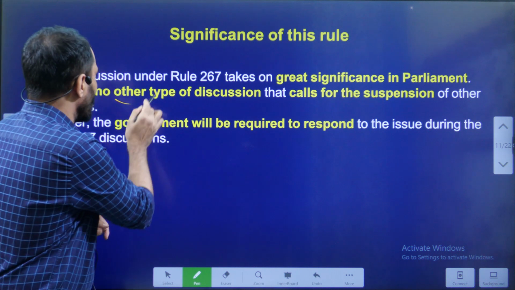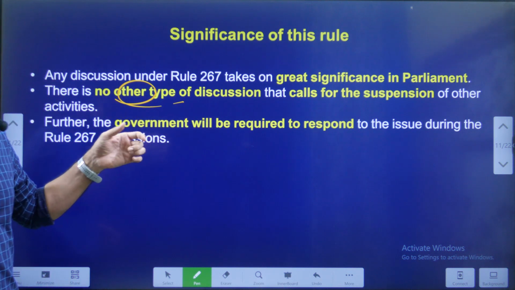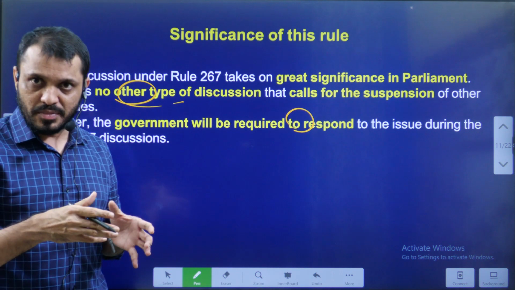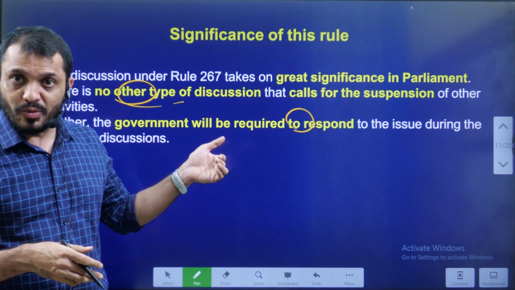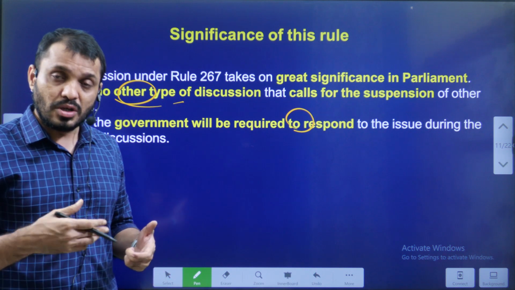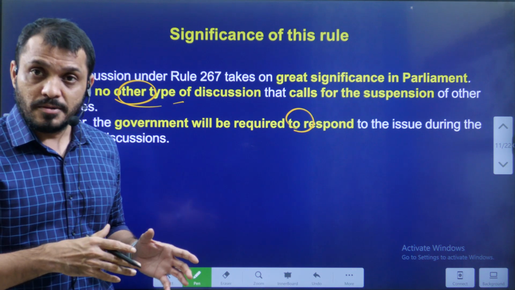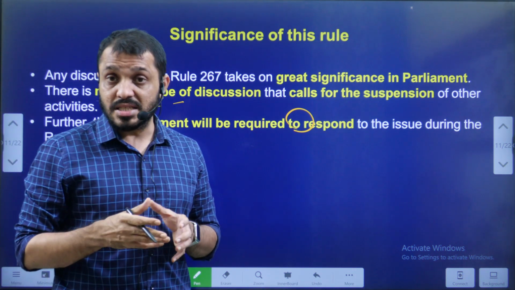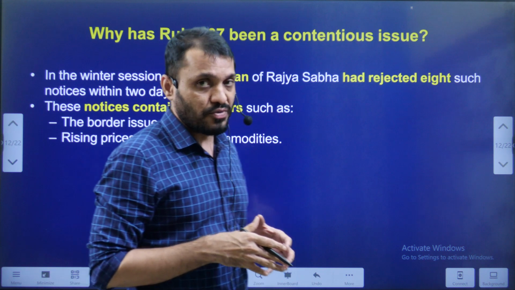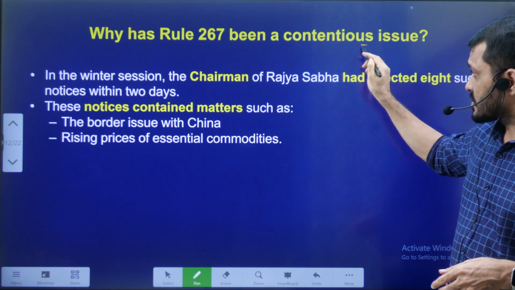Second, generally during this time the government will be required to respond on the particular issue being taken up. Now they are demanding the Manipur violence under Rule 267, which means the government has to respond. That means the opposition parties will get more time and space, either to criticize the government or to demand certain initiatives from the government. That is the significance of Rule 267. Then, why is it contentious?